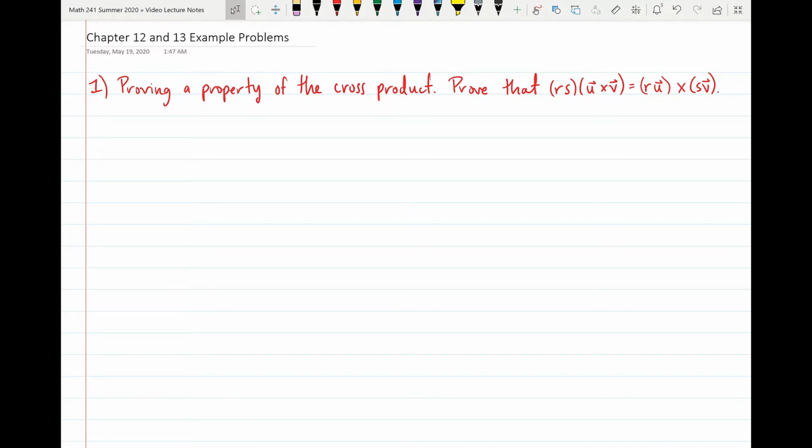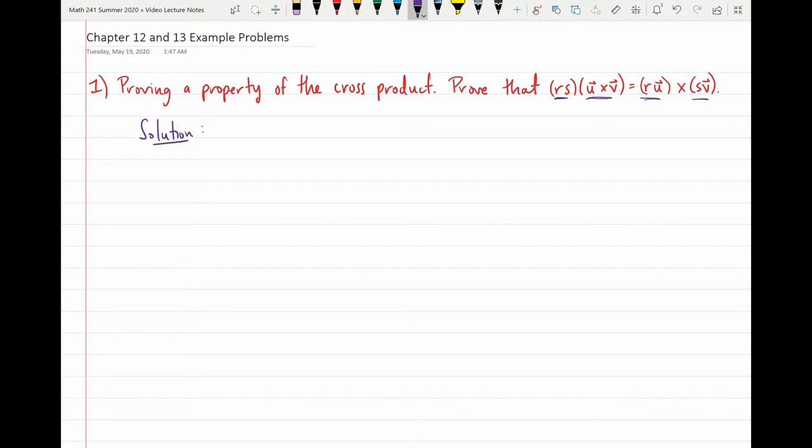The first question is asking us to prove a property of the cross product. So we are going to prove that r times s, where r and s are scalars, times the cross product of u and v is equal to r times u, the cross product with s times v.